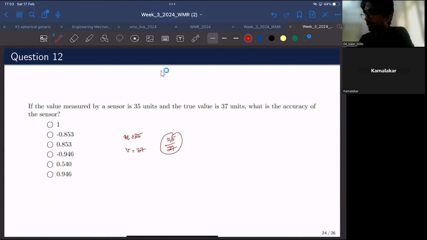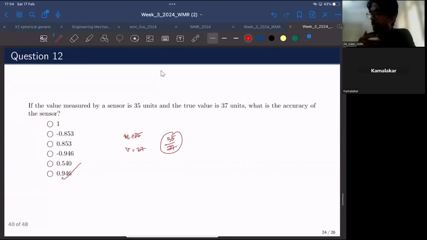If you get 37, it will be 100% accuracy. If you get only half of it, it will be half of 37, 50% accuracy. If you are getting 35, then the accuracy would be simply 35 by 37. And I think the correct answer is 94.6, 0.946 actually.